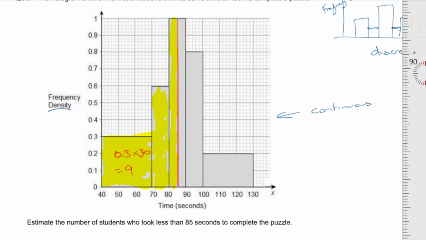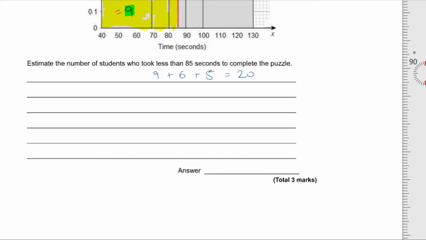That represents 9 people. This next bar is 10 times 0.6, so that represents 6 people. This next bar is 5, very skinny, times, how far does it go? Up to 1. Okay, so that represents 5 people. To find the total number, we're just going to add those three numbers together: 9 plus 6 plus 5 adds up to 20. My answer is 20.